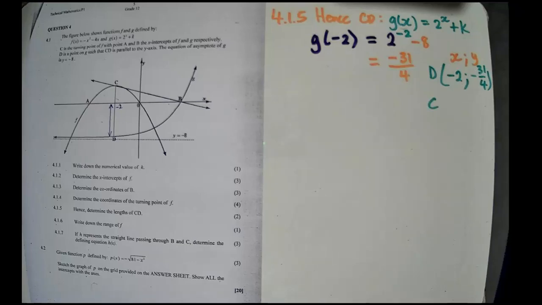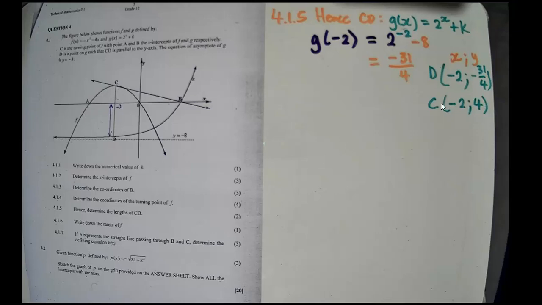Right, next we need to find point C. So point C will be minus 2 and 4. Right, so point C is minus 2 and 4. How do we know point C is minus 2 and 4? Very simple. How? It was the turning point calculated before. Right, so look at your previous answer. Point C was minus 2 and 4. That's how we got that.